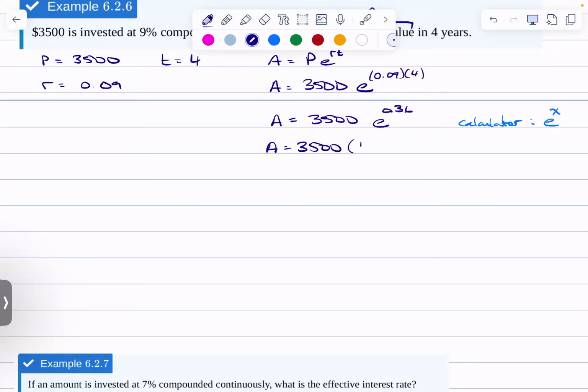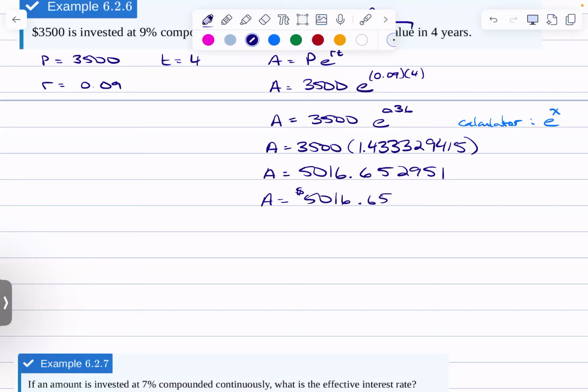I get 1.43329415. Then I can multiply it by 3,500, and my accumulated amount is 5,016.65, or 5,016 and 65 pennies.